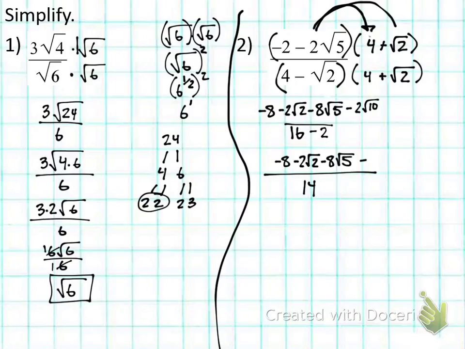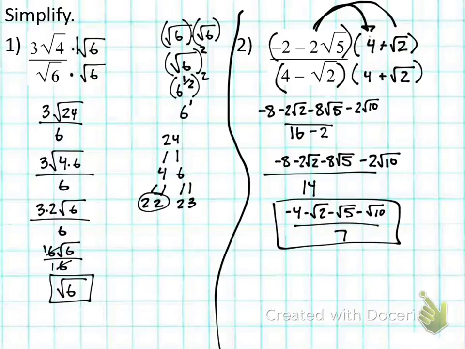Minus 2 rad 10. Then I'm looking at all my coefficients of 8, 2, 8, and 2, and 14. They're all even, so what number goes into all of them? 2. So we could cancel each of these out. Actually, I won't, for the sake of seeing it. It'll be negative 4 minus rad 2 minus rad 5 minus rad 10 all over 7.